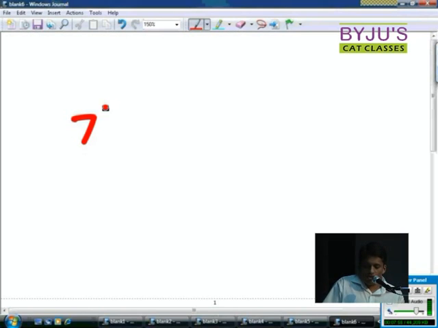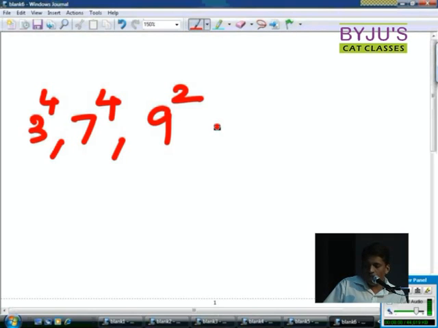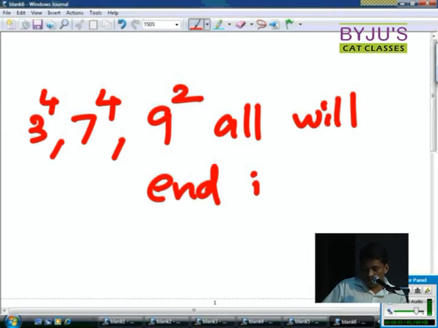You can write it this way also: 3 raised to 4, 7 raised to 4, and 9 squared. All will end in 1. This is the logic which you need to use. So what you need to do is, once you get a number ending in 3, 7 or 9, convert it into a number ending in 1 and then mark the answer.